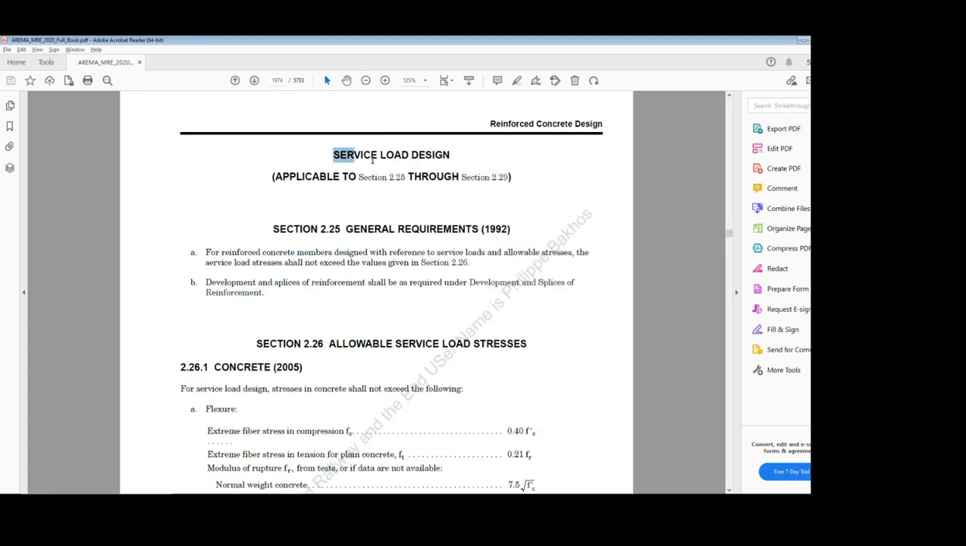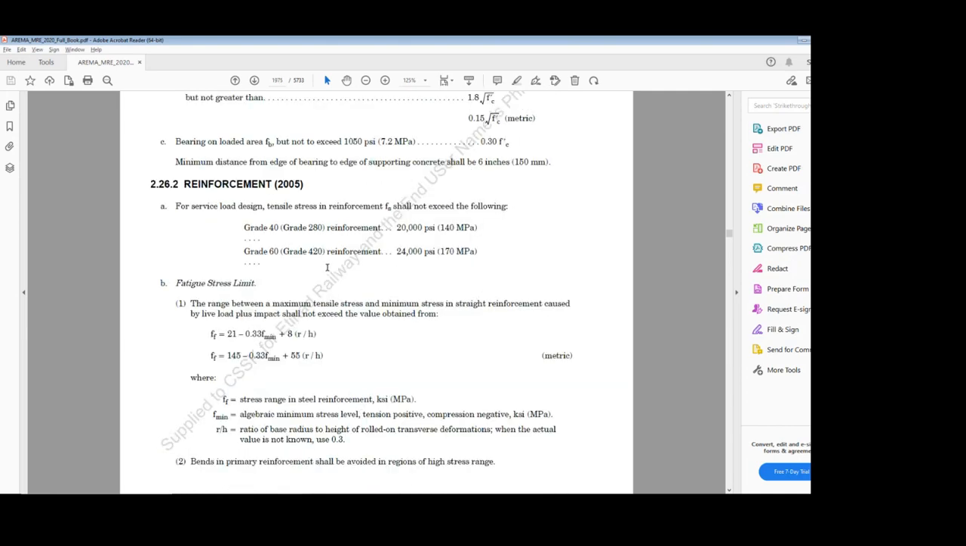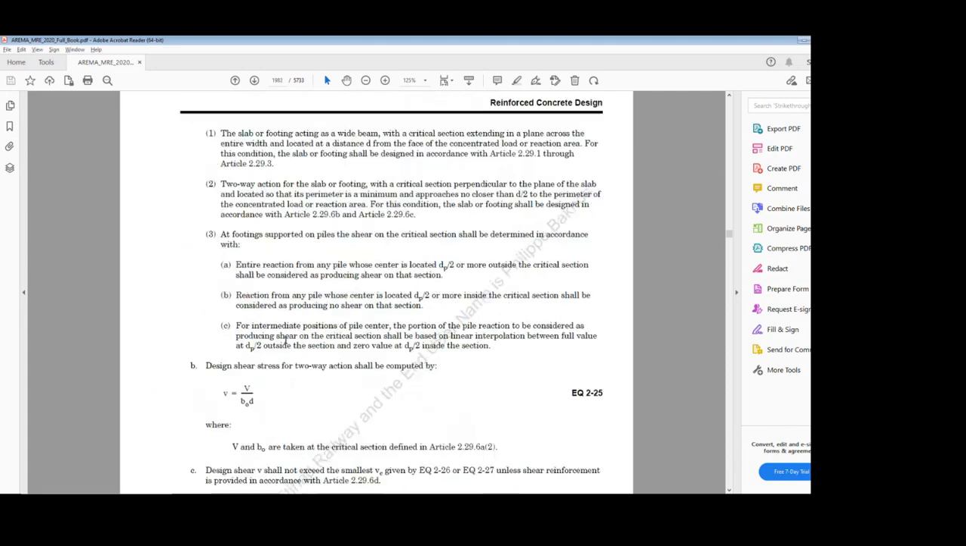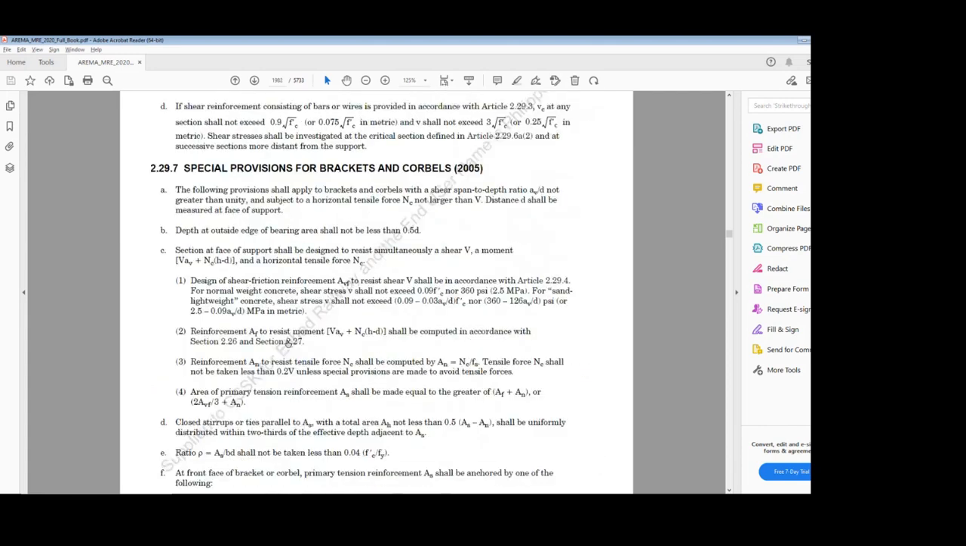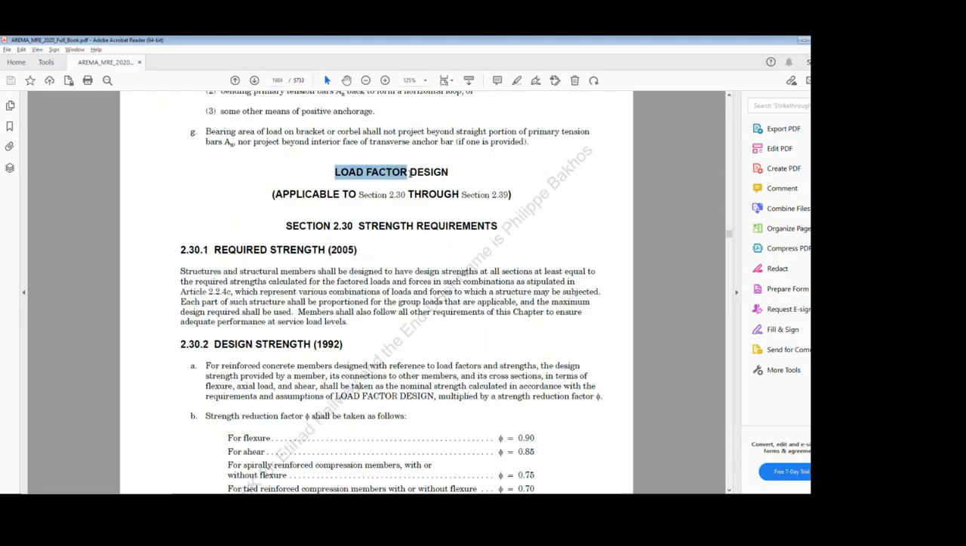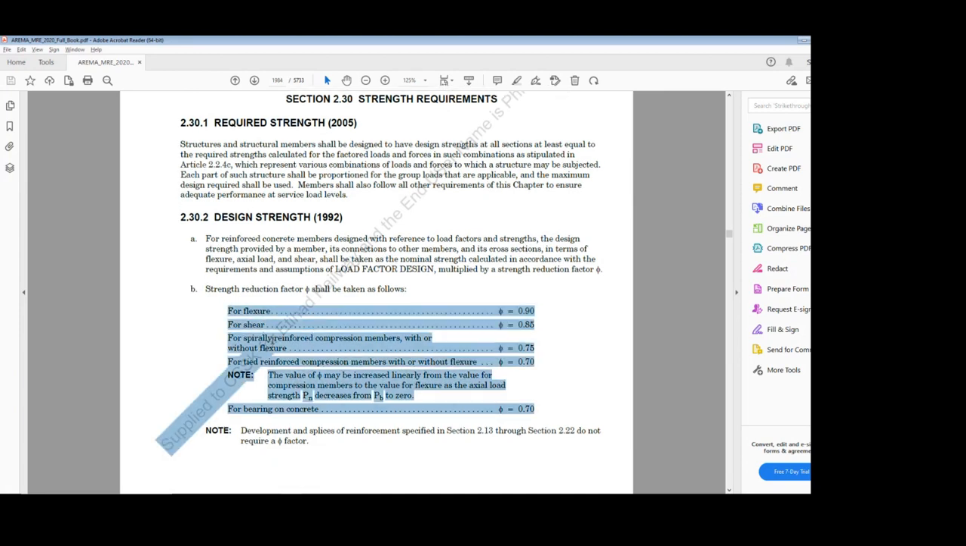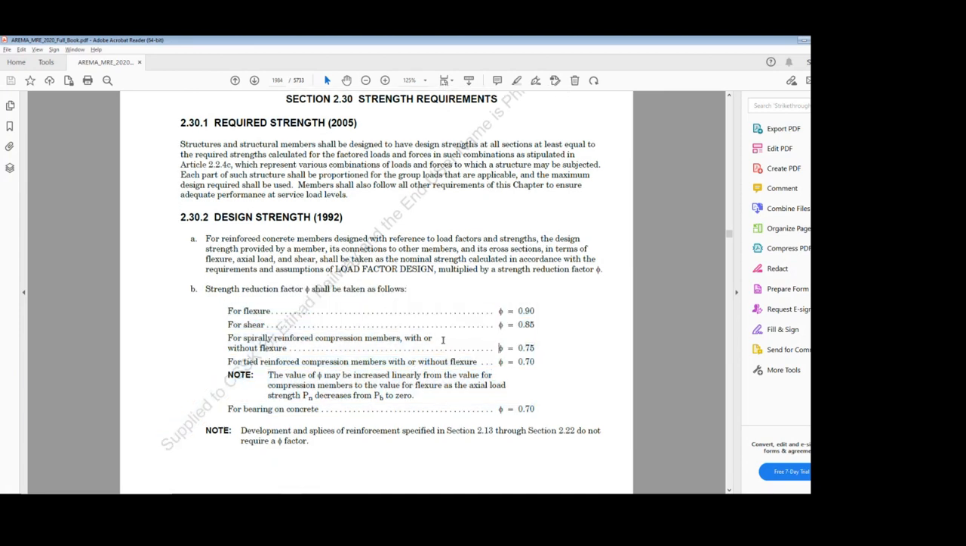Service load design is given in sections 2.25 to 2.29, you can read it. Then load factor design is given in sections 2.30 to 2.39. These are the strength reduction factors. In ULS we reduce the strength of the member by some factor, and all these factors are given here for shear, flexure, compression with flexure and all those things.